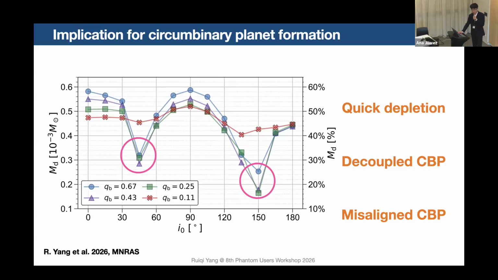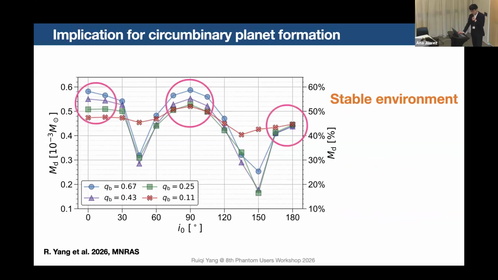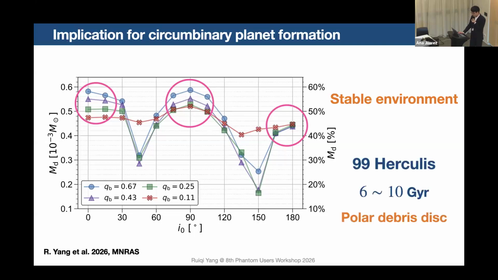If you imagine a gas planet formed inside the disk, and the disk mass is quickly depleted, then this planet could be decoupled from the disk and become a misaligned circumbinary planet. In contrast, disks near coplanar alignment or polar alignment can retain more disk mass than the previous disks. So they may provide a stable environment for planet formation. And that may be a reason why systems like 99 Herculis could still possess a polar debris disk at such a long age, like 6 to 10 gigayears.